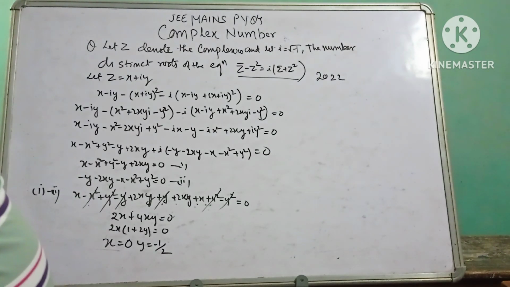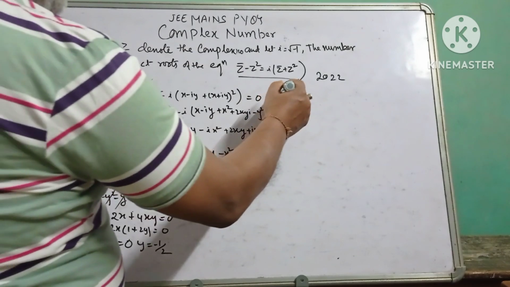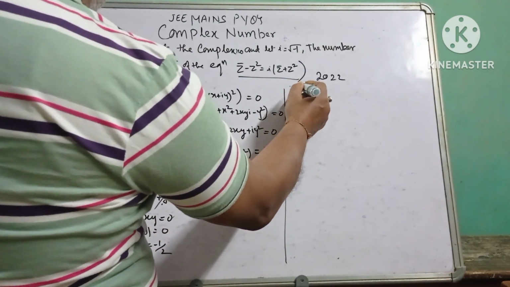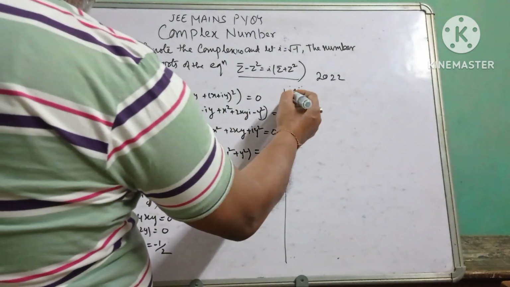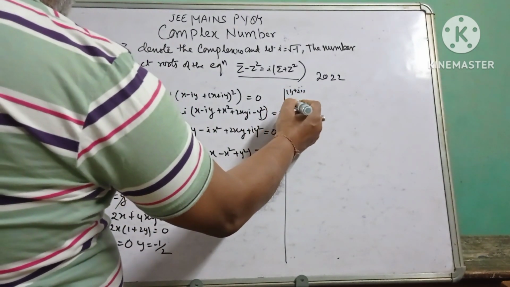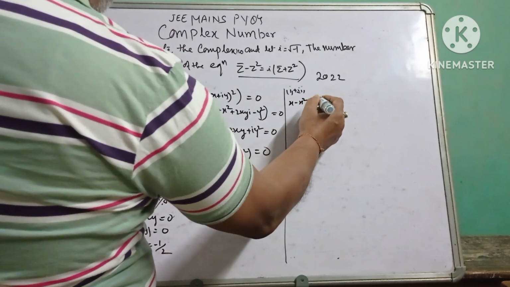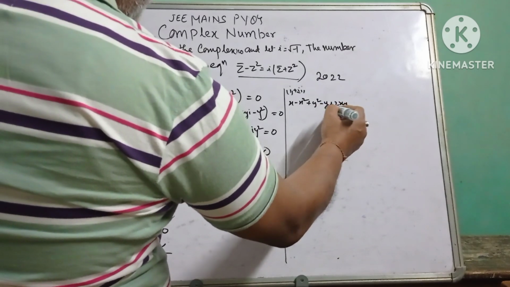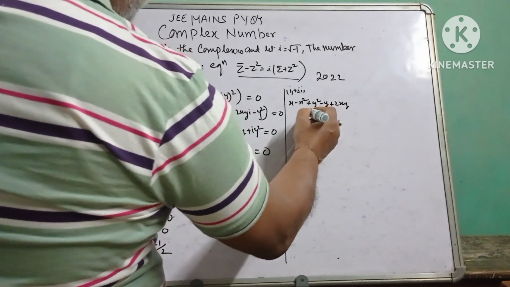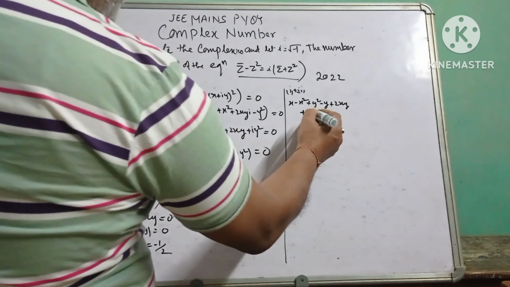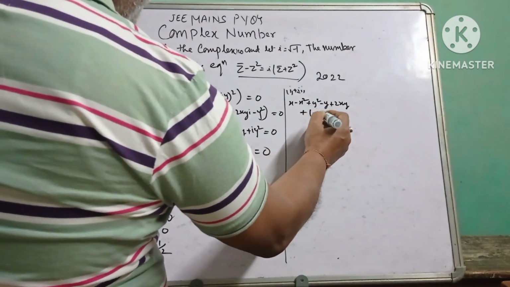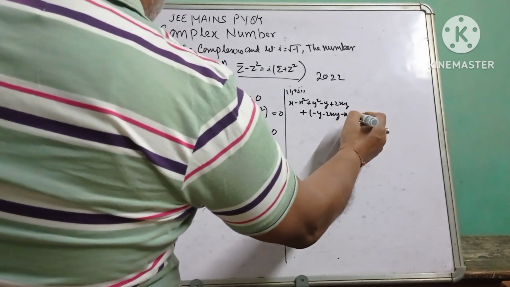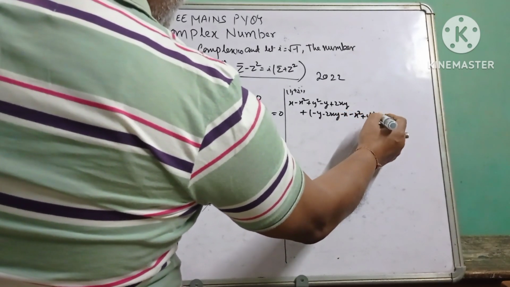Now the next is that I am going to do this 1 plus 2. What is the result I get from 1 plus 2? If I do 1 plus 2, then this will be x minus x square plus y square minus y plus 2xy. Again plus this one, that is minus y minus 2xy minus x square plus y square is equal to 0.